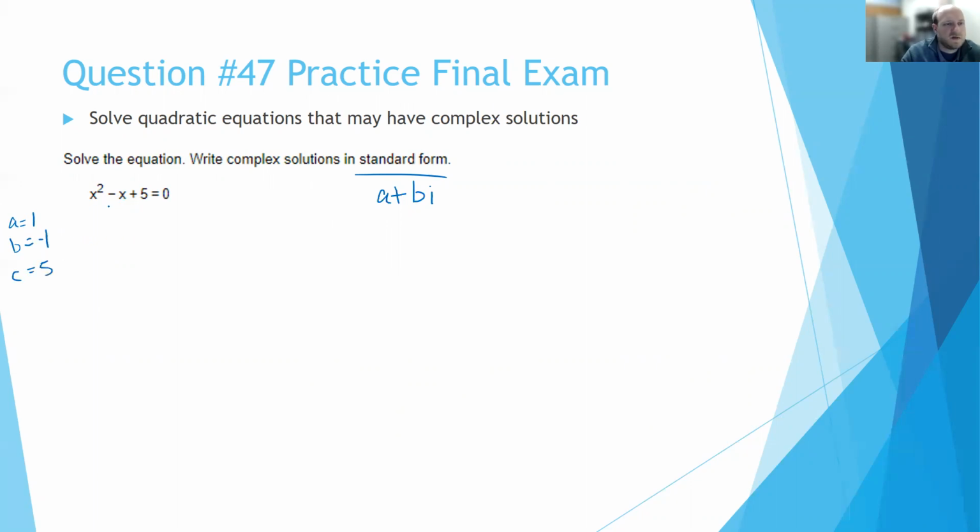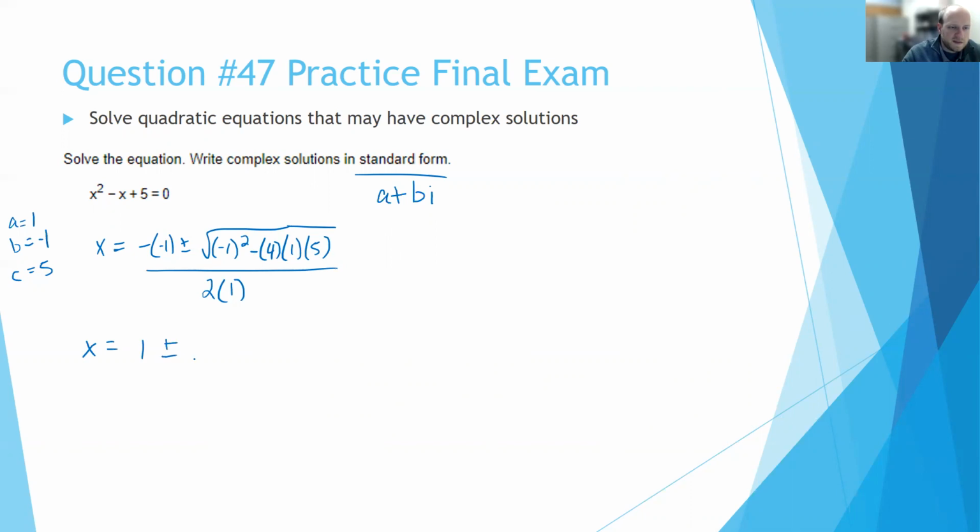Go back to the last two questions if you need practice on the quadratic formula. But this is going to be x equals negative b, so negative times -1, plus or minus the square root of b squared, -1 squared, minus 4 times a times c, all over 2 times a.